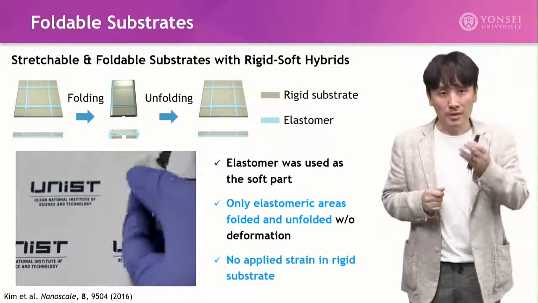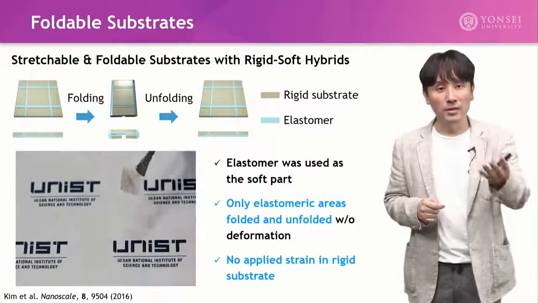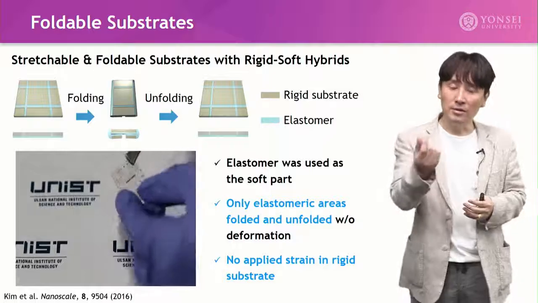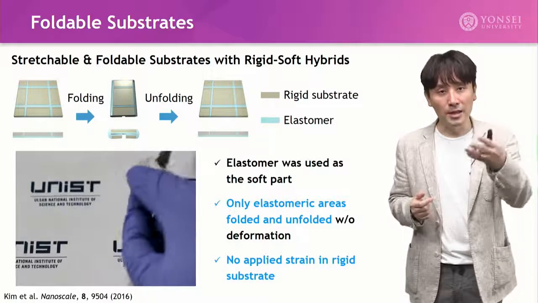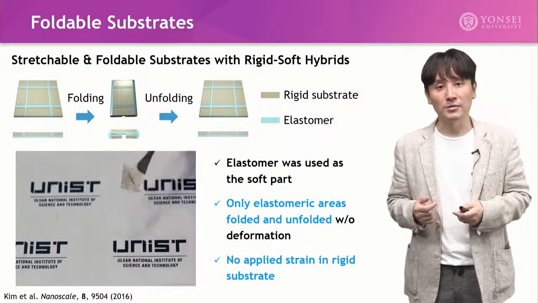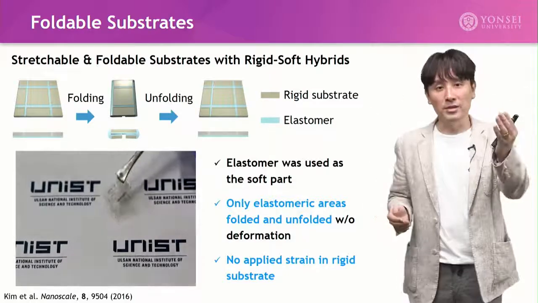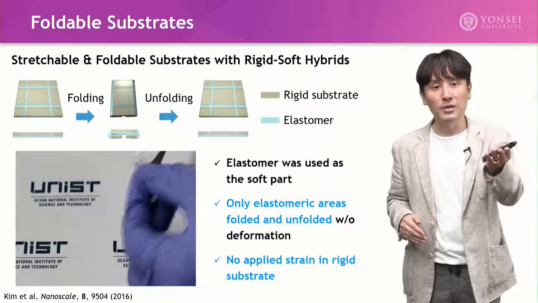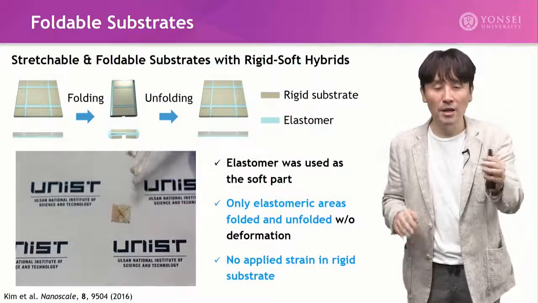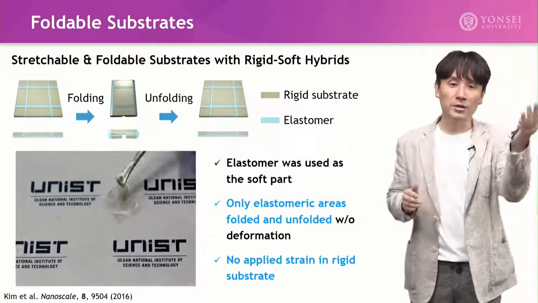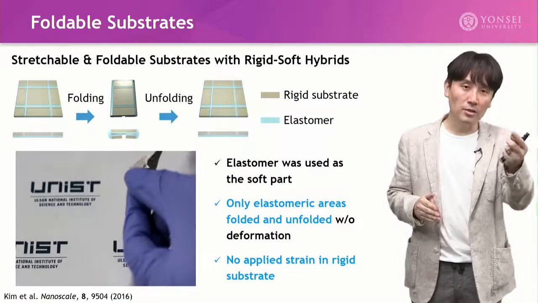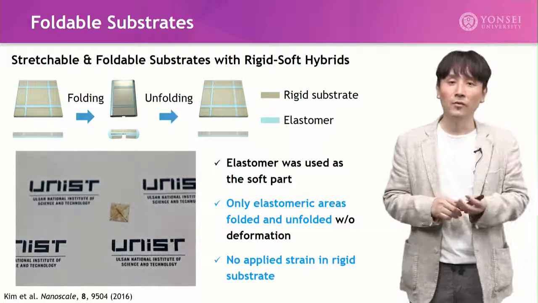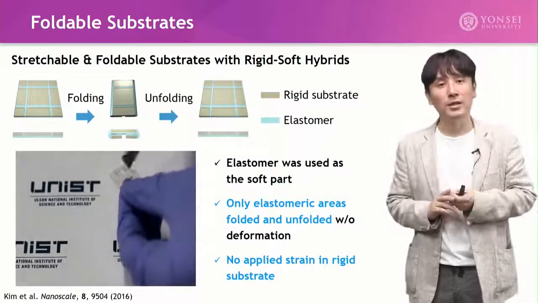This movie shows an example of the rigid-soft hybrid substrate. Here, rigid tiles are embedded inside the elastomer substrate. Then the substrate can be folded. The folded region is just the soft elastomer region, and the rigid part remains without deformation. In this way, we can conform completely.